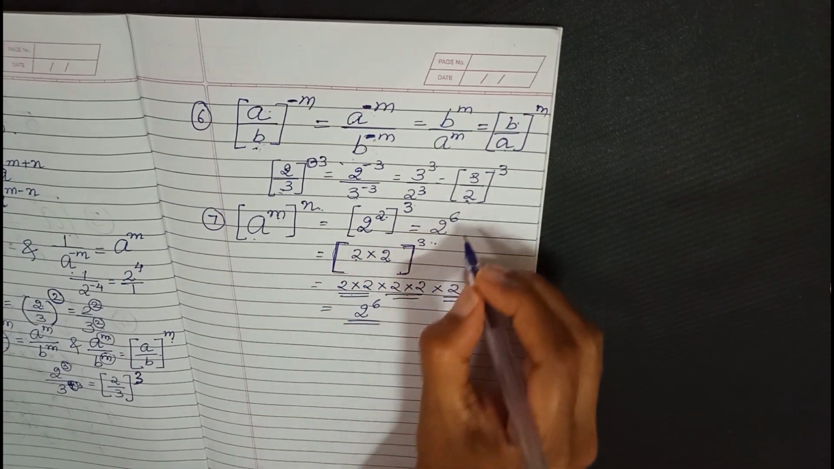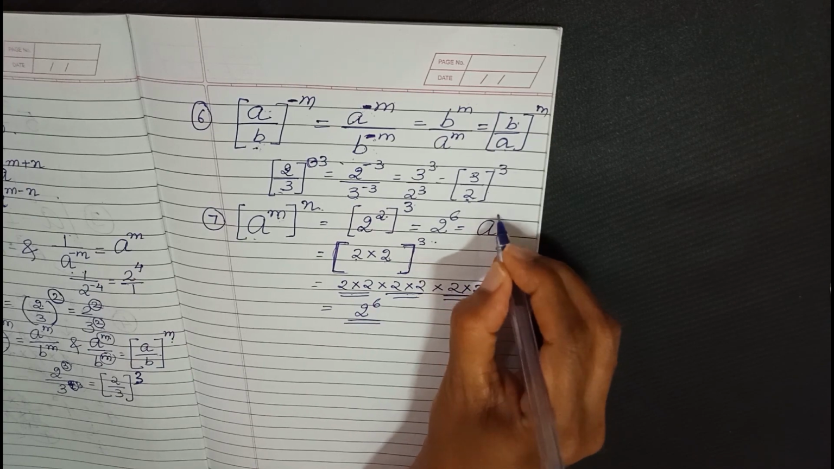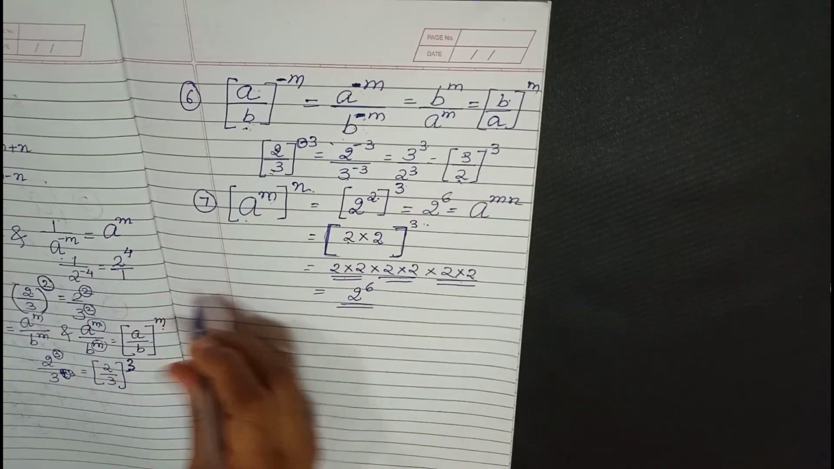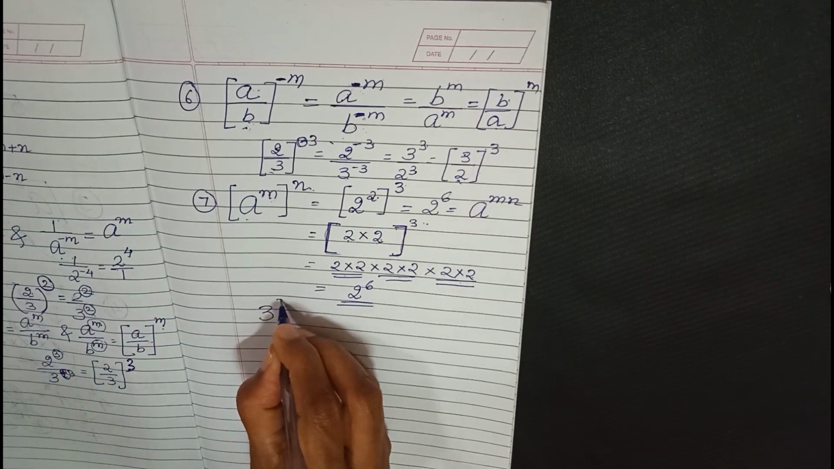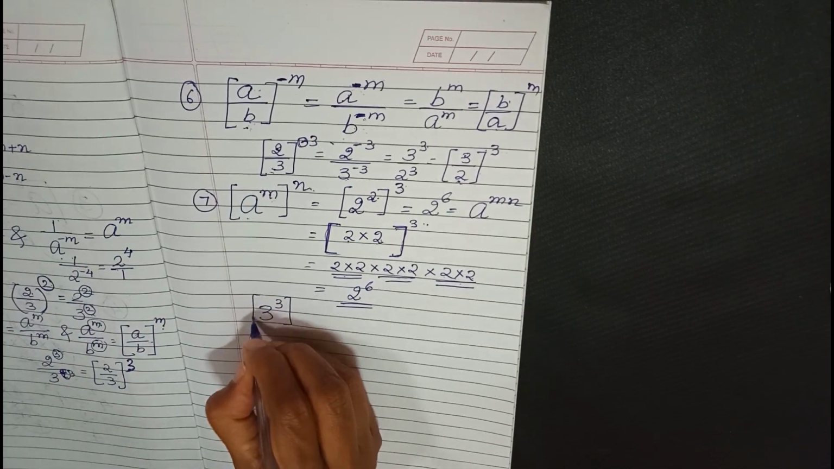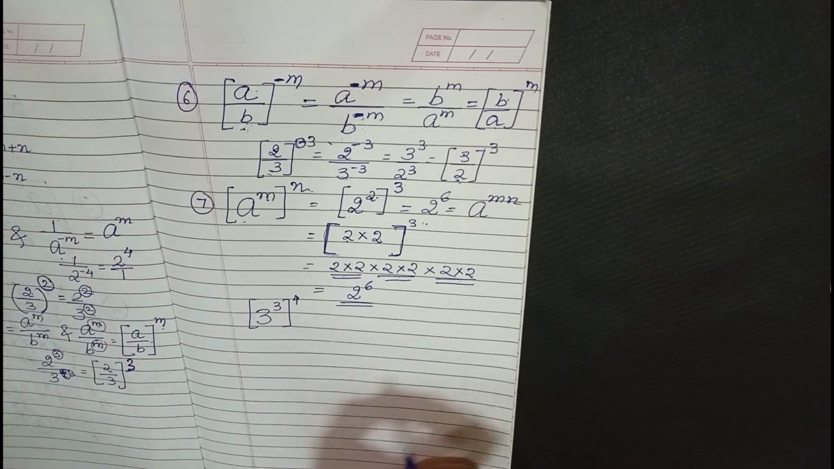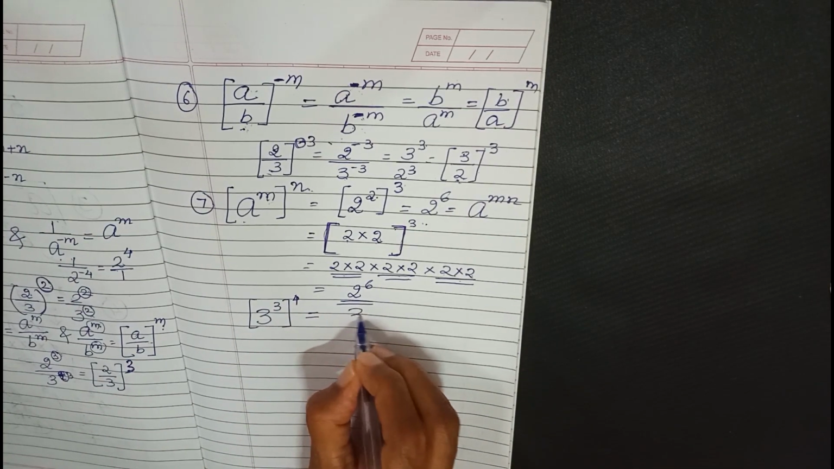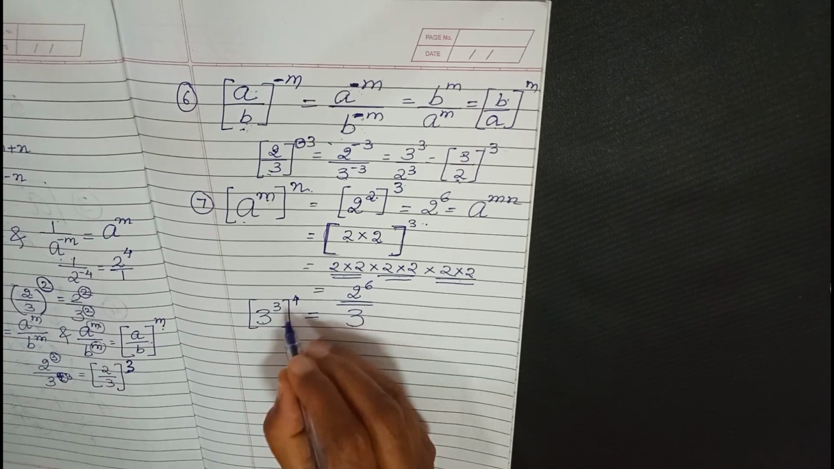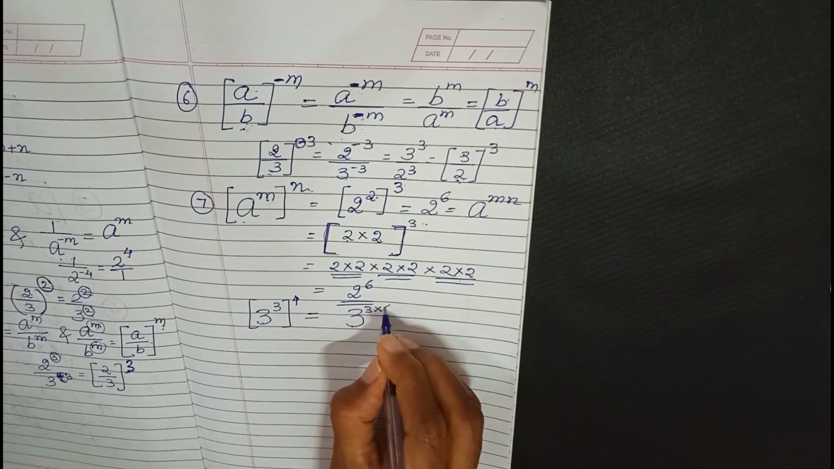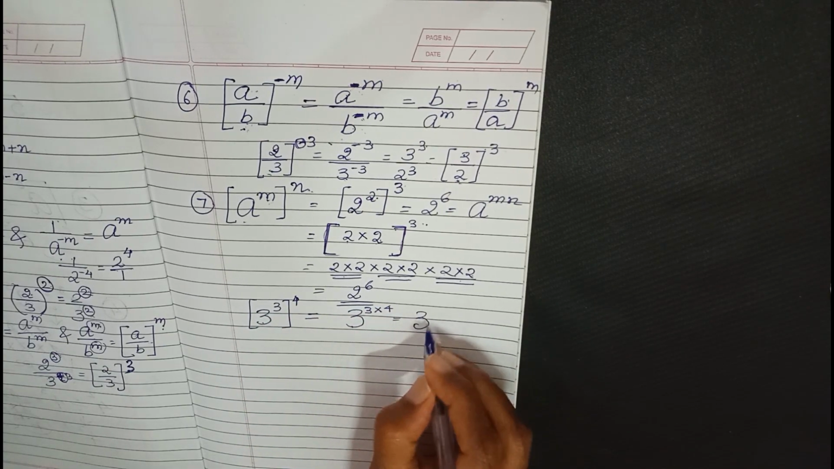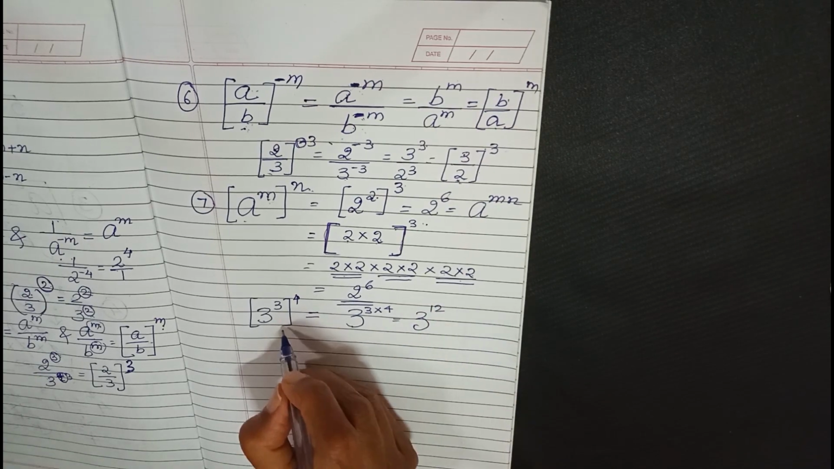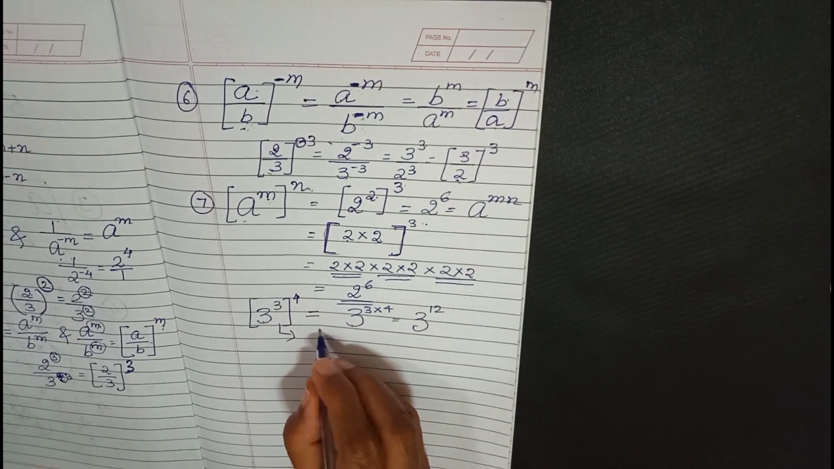Right? So from here the formula we get is a raised to m multiplied by n. Let's take another example: 3 raised to 3, all raised to 4. Now according to the formula we have just discussed, it means 3 raised to 3 into 4, which is 3 raised to 12.